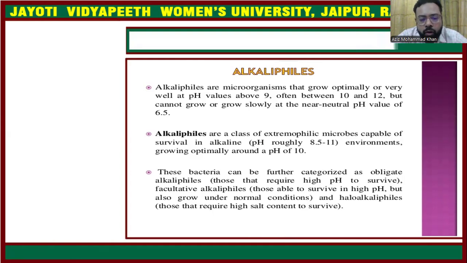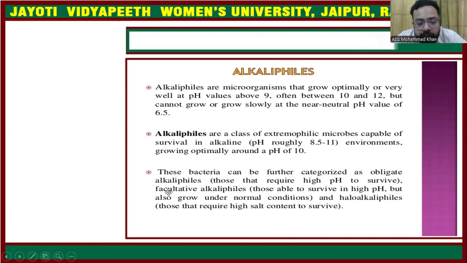These microorganisms can be further categorized into obligate alkalophiles. What is the meaning of obligate alkalophiles? Those which require high pH to survive. Obligate means they cannot survive at low pH. They only require high pH, and when they do not have high pH, they cannot survive. For their survival, high pH is really necessary.